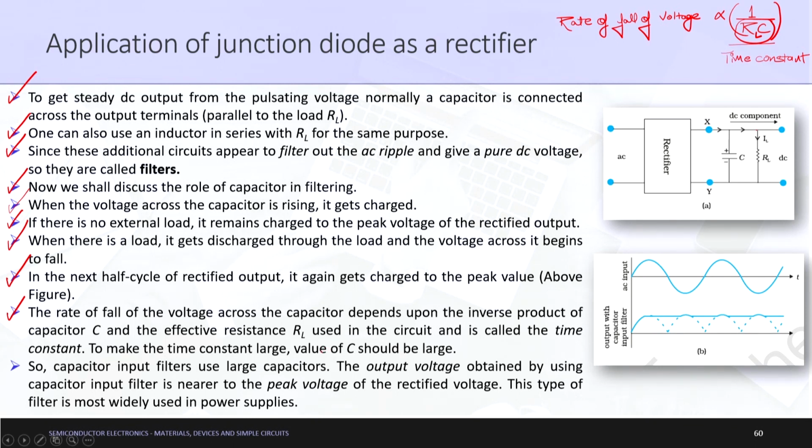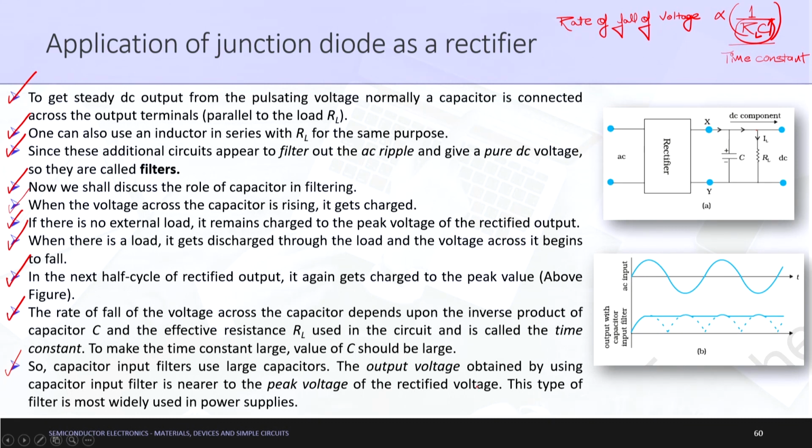Next, to make the time constant large, the value of C should be large. So, if C is increased, then the time constant can be large. So, the capacitor input filter uses a large capacitor. This is basically a filter. It uses large capacitors.